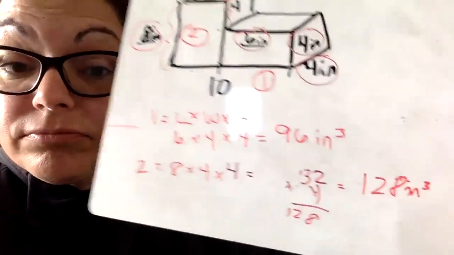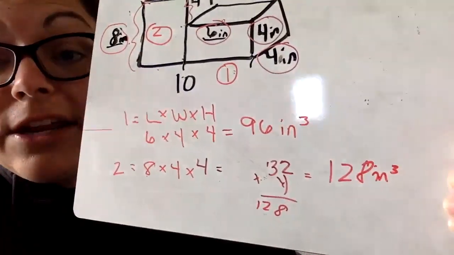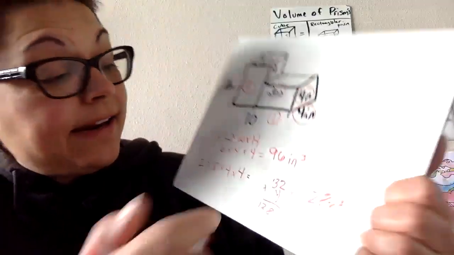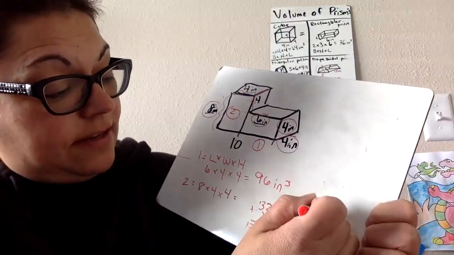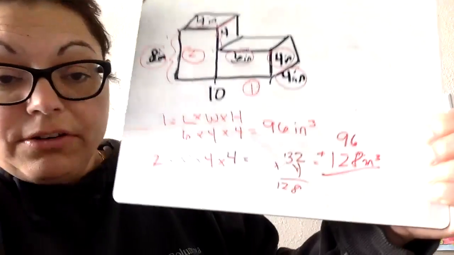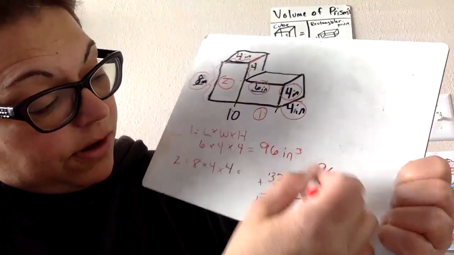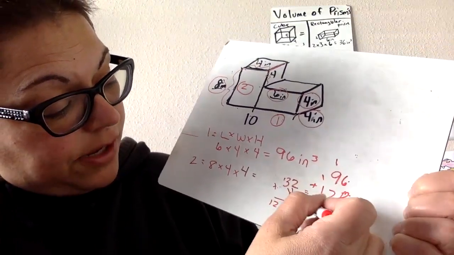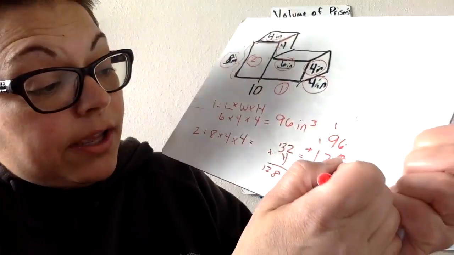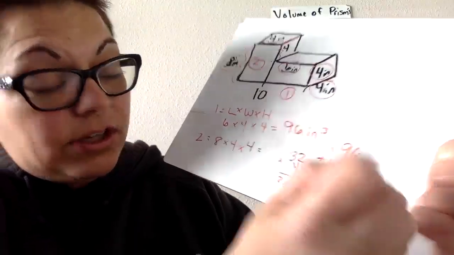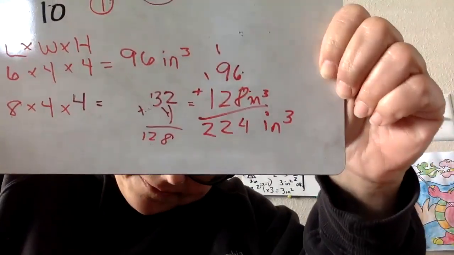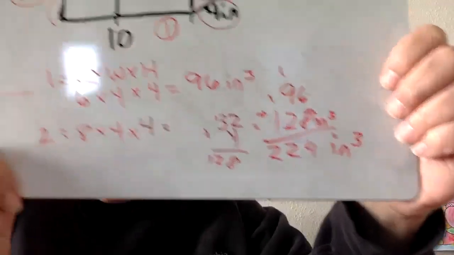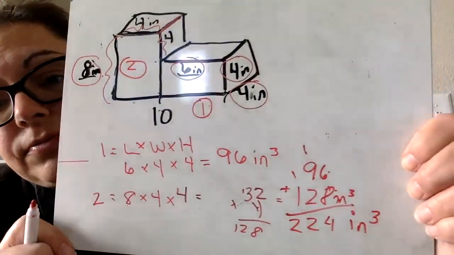Am I done? No. What do I got to do? You're right. I got to add it up. So 96 plus 128. I get 4. Carry the 1, 10, 12. Carry the 1, 224 inches cubed. You see that? See how I got that?